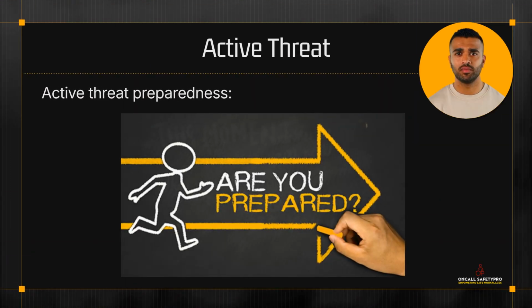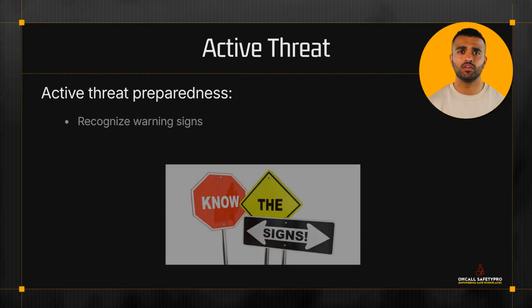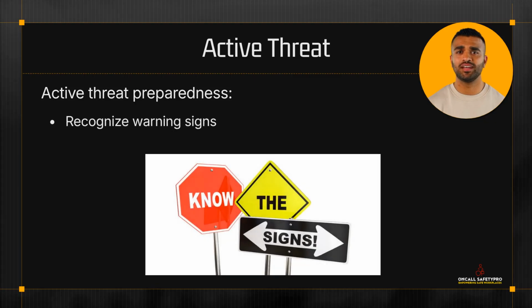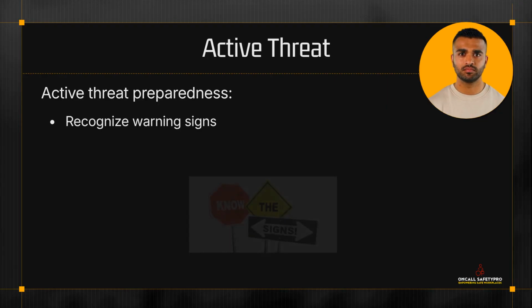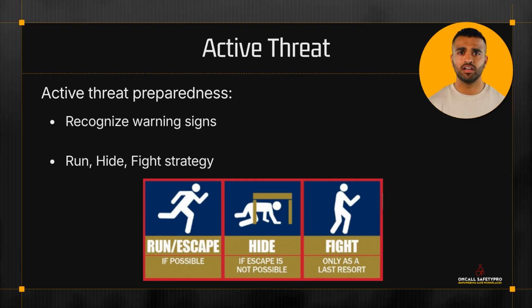Let's discuss how to prepare for an active threat like an active shooter. It requires different strategies. First, teach employees to recognize warning signs such as aggressive behavior, threats, or major changes in demeanor. Early reporting can prevent escalation. Review the run, hide, fight strategy. Run if a safe path is available. Hide if escape isn't possible, lock and block entry. Fight as a last resort, using objects to defend.